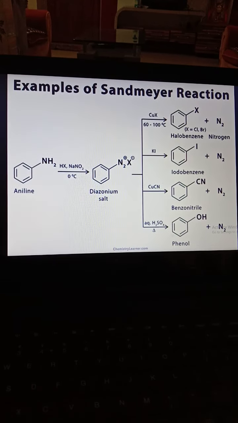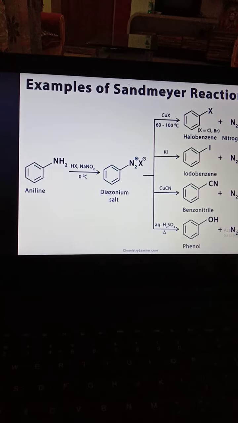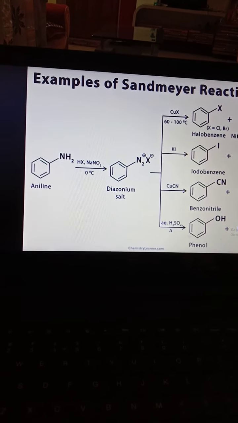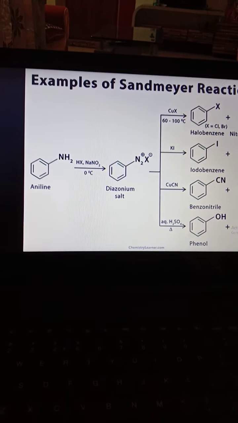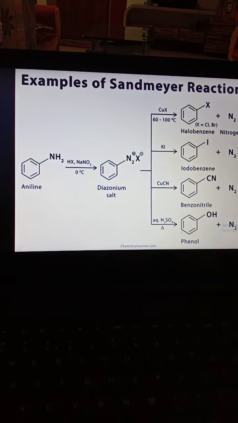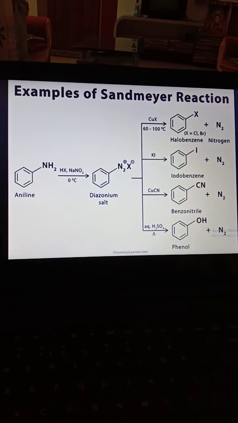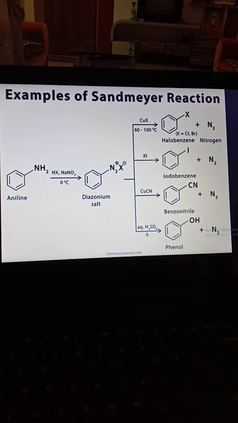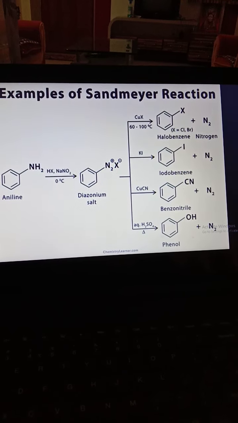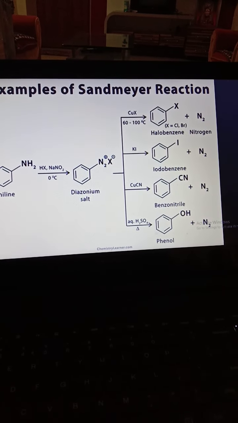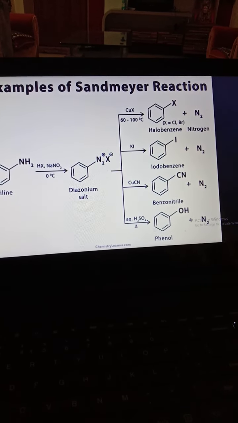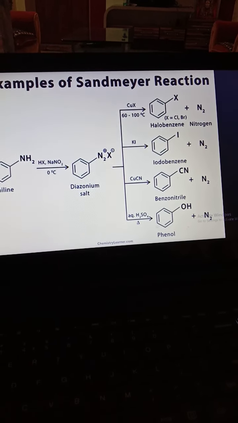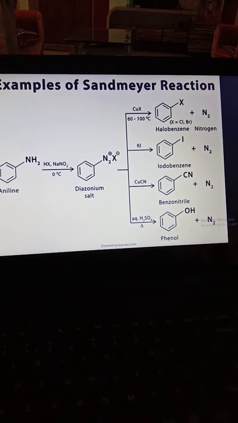Then Sandmeyer reactions. In the Sandmeyer reaction, for aromatic nitro compounds, aniline undergoes HX, sodium nitrite, forming diazonium salt. In that reaction, diazonium salt N2 plus X minus is prepared, and it undergoes cuprous halide, forming halobenzenes. If it undergoes KI, iodobenzene is formed. In the presence of CuCN, benzonitrile is formed. In the presence of H2SO4, phenol is formed.